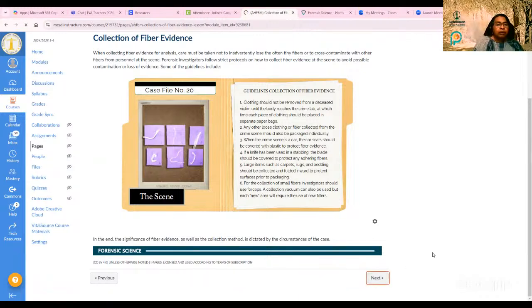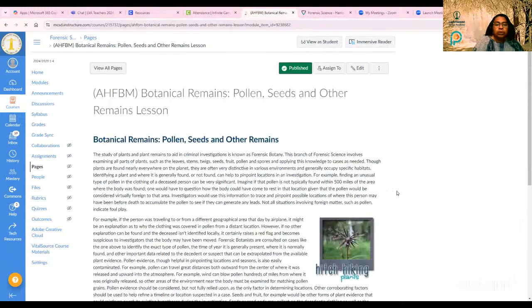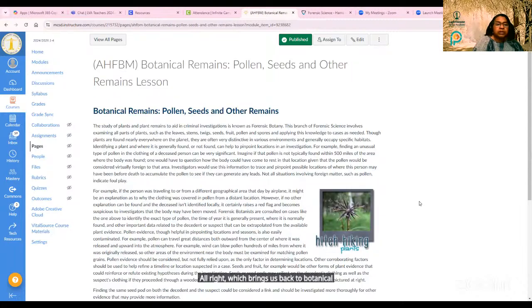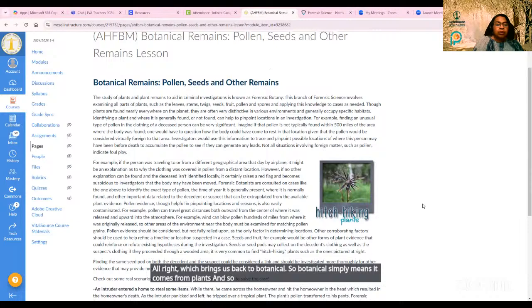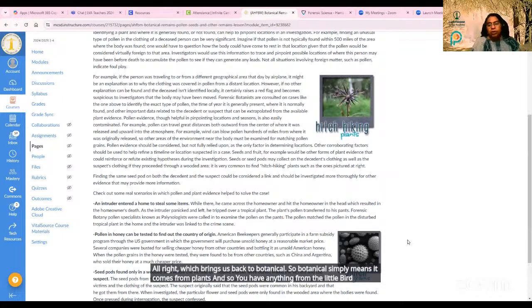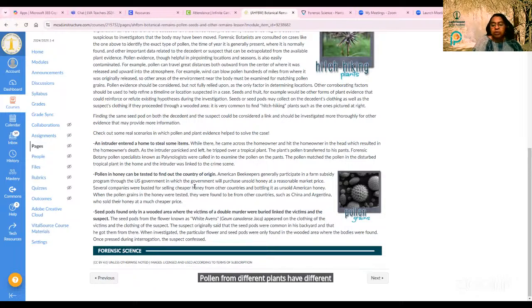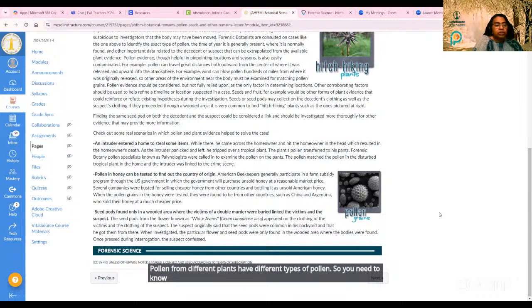All right, which brings us back to botanical. So botanical simply means it comes from plants. So you have anything from the little burrs that will collect on your clothing to the milkweed that just blows from one place to another. Pollen from different plants have different types of pollen, so you need to know what the different pollen grains look like. So all of that is information.